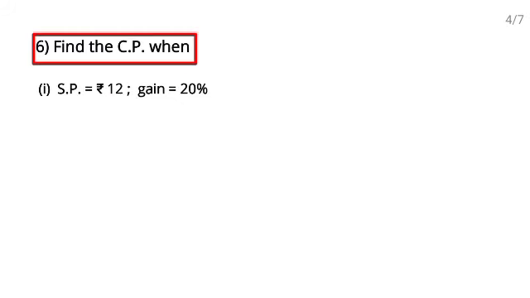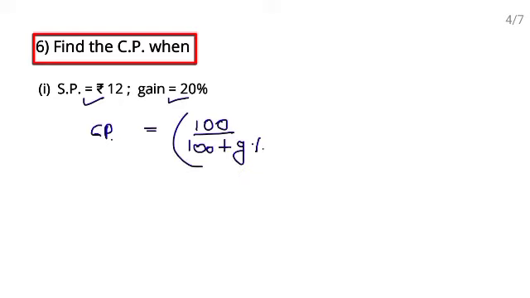Next question number 6. Find the cost price. They have given selling price and gain percent. So what is the formula of cost price if selling price and gain percent is given? 100 upon 100 plus gain percent. CP we have to find out, so we will multiply with SP. Right? Now put the values.